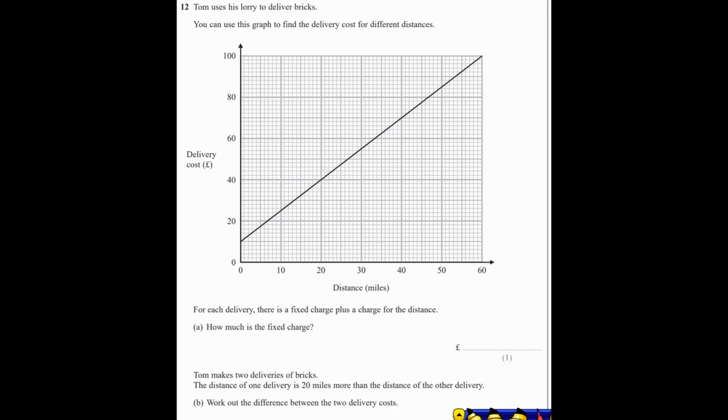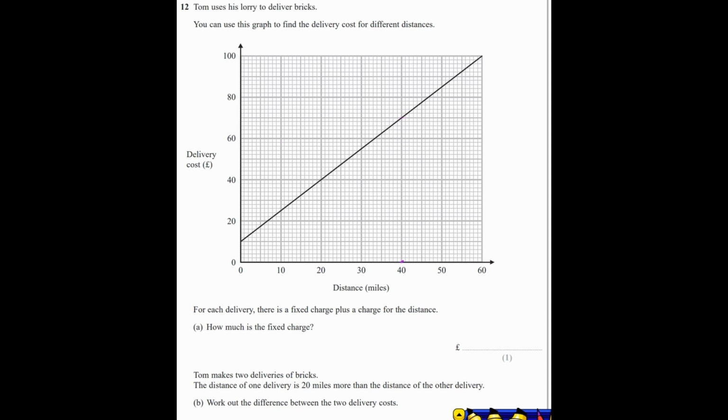11/12. Question 12, we're back to graphs but of a different kind. It says Tom uses his lorry to deliver bricks. You can use this graph to find the delivery cost for different distances. Let's just take a quick look at the graph. On the bottom it tells us the distance, and up the side it tells us what the delivery cost is. So if we want to read something off the graph, for instance, if we are delivering for 40 miles, we would look up the graph to the point here and read across the cost to be £70.